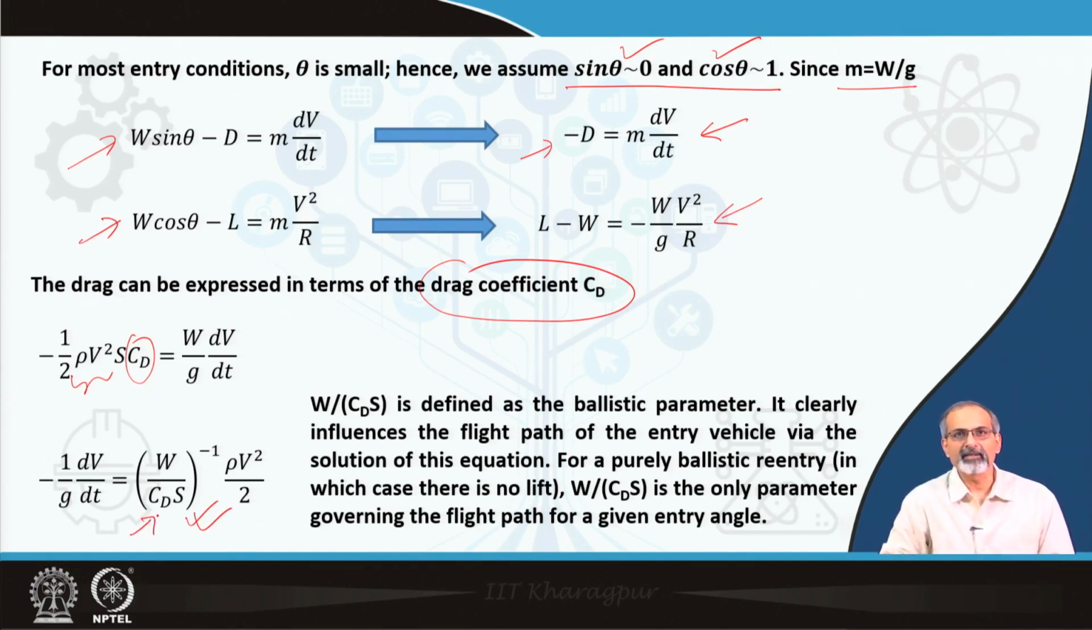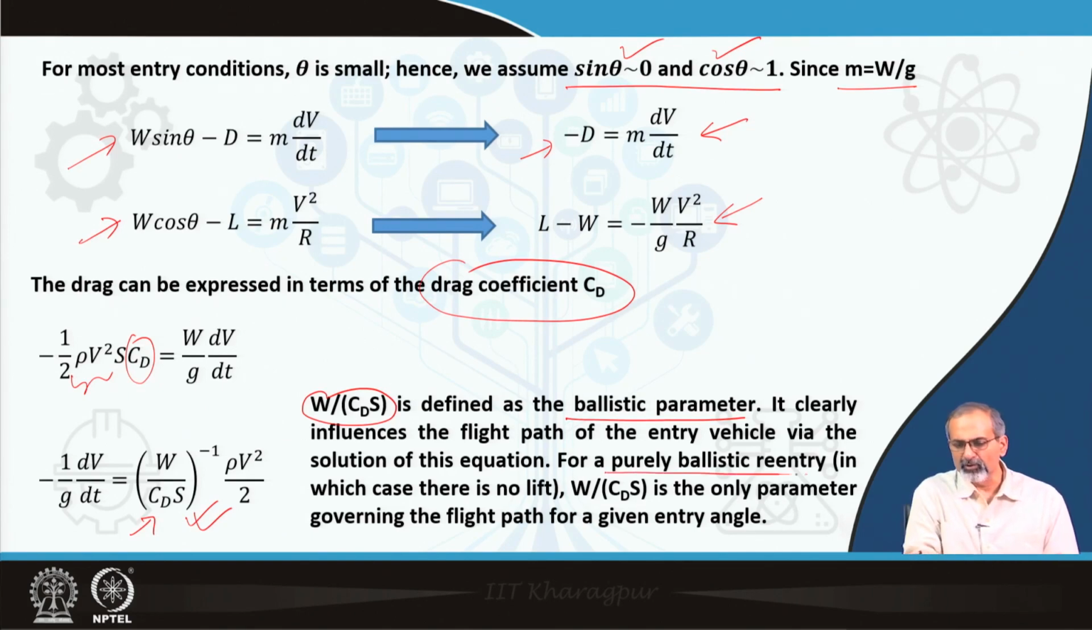The W by C d s is an important expression which we call the ballistic parameter, and it definitely influences the flight path of the entry vehicle. It is the equation that defines its movement along the flight path, the balance of forces.